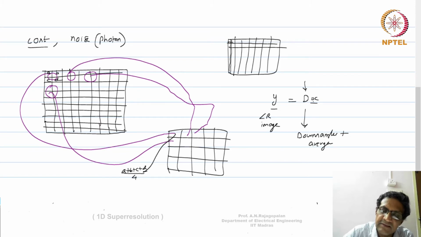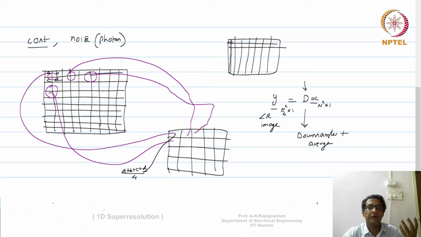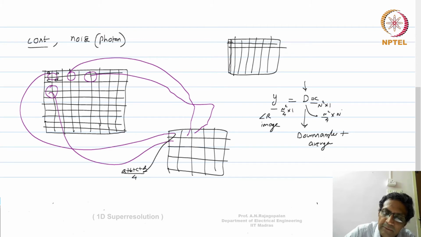And as you can clearly see, if you're going for a factor of 2, then if x is n squared by 1, y will be n squared by 4 by 1, because the image size of y is n by 2 by n by 2. If x is n by n, y will be n by 2 by n by 2. Therefore, if you stack it up as a vector, it becomes n squared by 4. And therefore D will be n squared by 4 by n squared. That is the matrix that you will have.